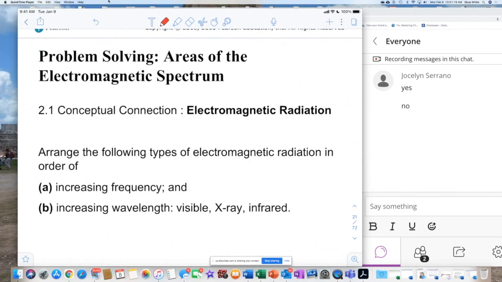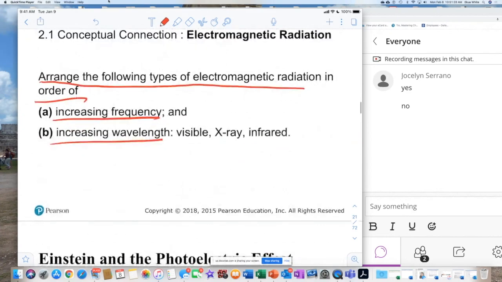Okay? So we're asked here, arrange the following types of electromagnetic radiation in order of increasing frequency, increasing wavelengths. And so let's go with increasing frequency. With frequency, we're going to have low frequency on the left, high frequency on the right, because it said increasing, right? I tend to like to relate this to energy. So high frequency goes with high energy. That's when we have the more intense, right? Low frequency goes with low energy.